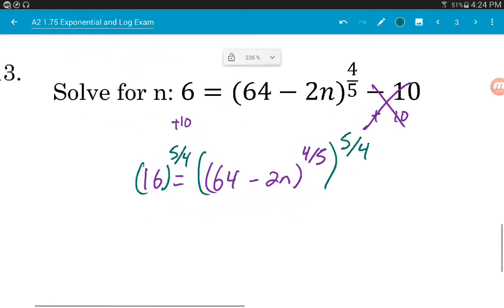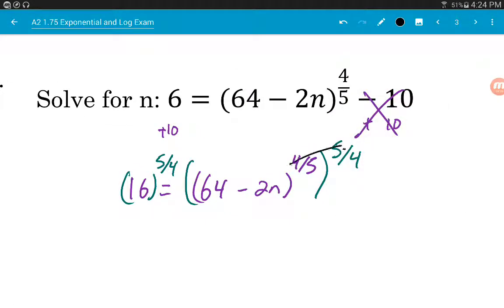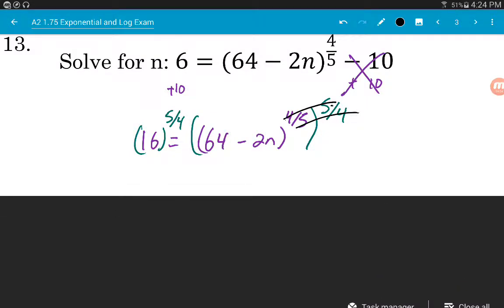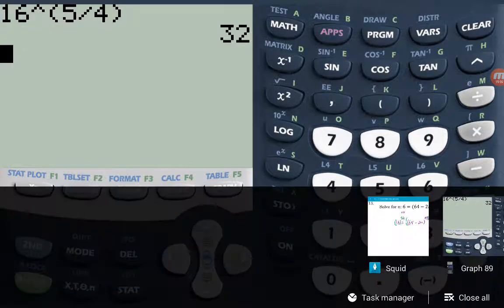Now here's why these cancel out. 4 times 5 is 20. 5 times 4 is 20. So 20 over 20 is 1. We don't need to write a 1 exponent. It doesn't change the value of anything. So on the left-hand side, I get 16 to the 5/4 power. Let's see what that's equal to. And that's equal to 32.